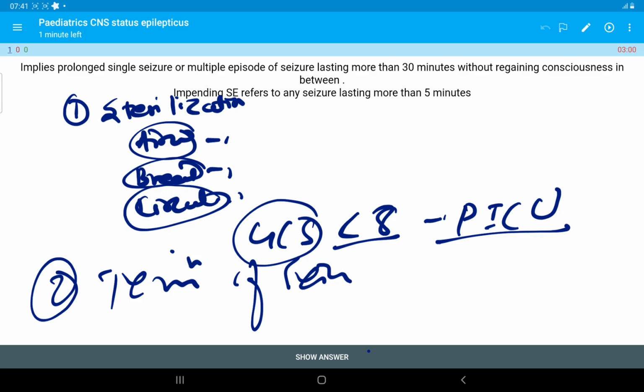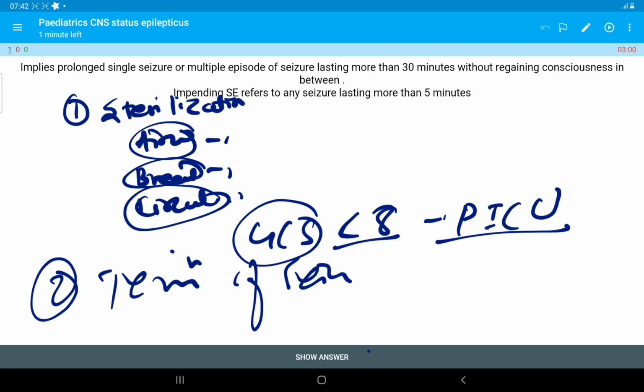So in termination of seizure we can give benzodiazepine, and then if the first line doesn't work, we can give a second line antiepileptic drug, that is phenytoin. But phenytoin should not be mixed with dextrose. Now if the seizure is controlled, then we have to give a maintenance dose. If not controlled, then we give the second line drug, phenytoin, and if phenytoin doesn't work, then we have to give other drugs as well.